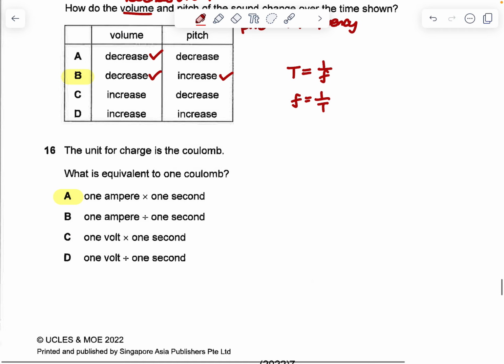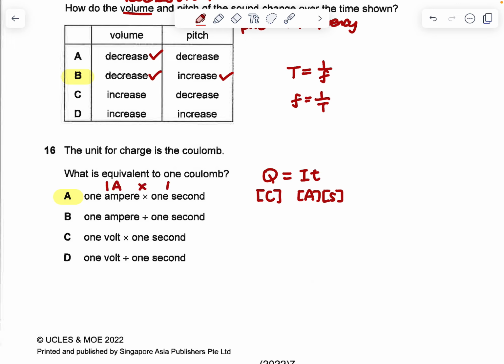Okay, question 16. The unit for charge is the coulomb. What is equivalent to 1 coulomb? The formula, Q equals I T. Q is coulomb C, I is ampere, SI unit for time is seconds. So 1 ampere times 1 second.